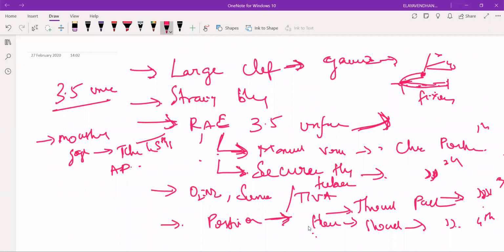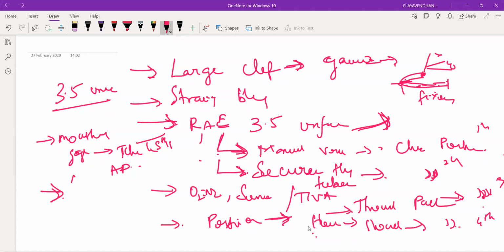So in cleft lip and palate surgery, you have to check the tracheal tube position 5 times. These are those 5 times: after intubation, after securing the tube, after putting the throat pack, after positioning, and after the mouth gag is in. Got the point? Yes, sir. Good. So mouth gag is inserted, tube is fine, there is no increase in airway pressure, surgery is started.